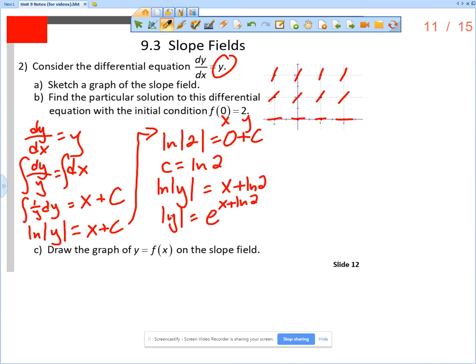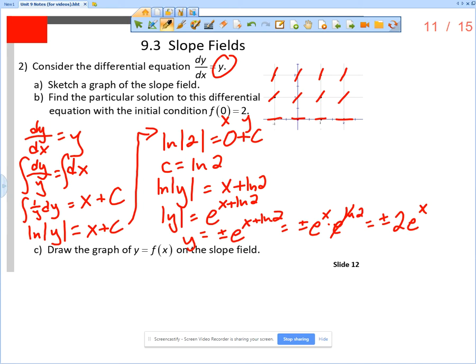All right, then how do I get rid of the absolute value? I put a plus or minus over here. So plus or minus e to the x plus natural log of 2. And we did talk about in section 9.2 how to simplify this. Remember, that means e to the x times e to the natural log of 2, but e to the natural log of 2 reduces, and so we're left with plus or minus 2 e to the x, right?